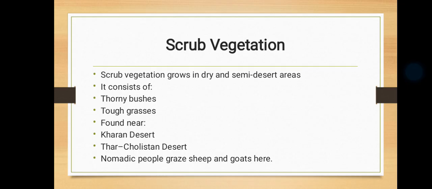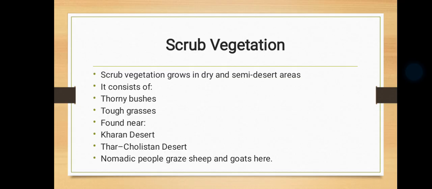Scrub vegetation is common in dry and semi-dry areas of Pakistan, and this type of vegetation mainly consists of thorny bushes and tough grasses that can survive in areas with low rainfall. These plants are especially adapted to harsh environments. For example, their leaves are small and thorny to reduce water loss. Scrub vegetation can be found in areas near the Kharan Desert and the Thar and Cholistan Deserts.